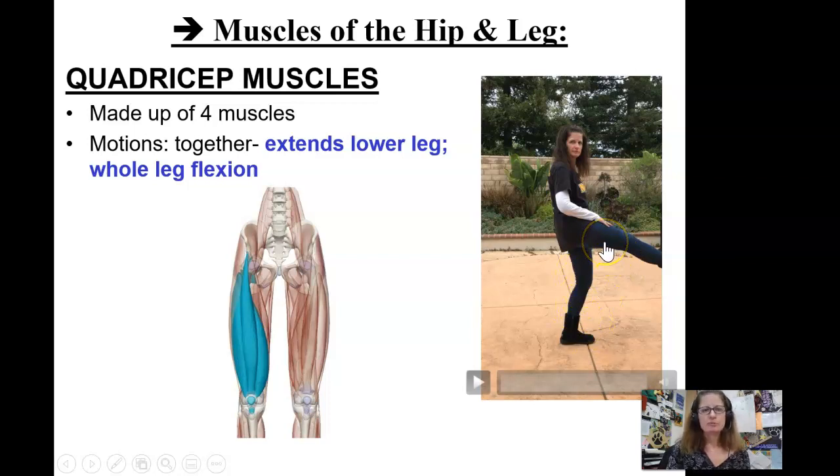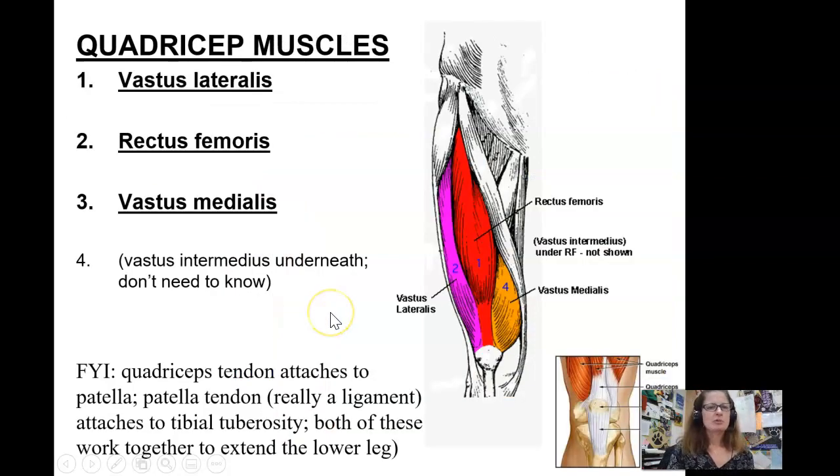So that would also be your quadricep muscle, because these muscles are attached to your tibial tuberosity, and then that's going to bring that lower leg up. When we look at the quadricep muscles, there are 4, like I said, but one of them we're not going to ever label. These 3 you will need to be able to label, but this one you can't see, so I'm not going to make you label it.